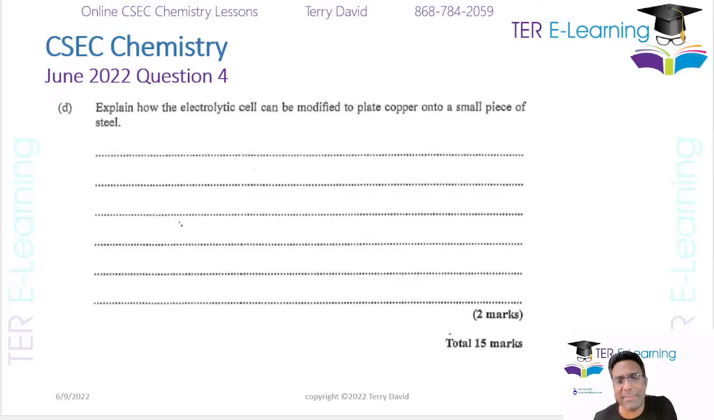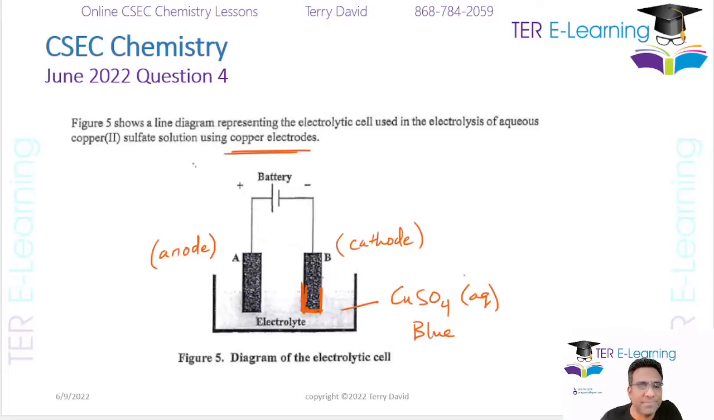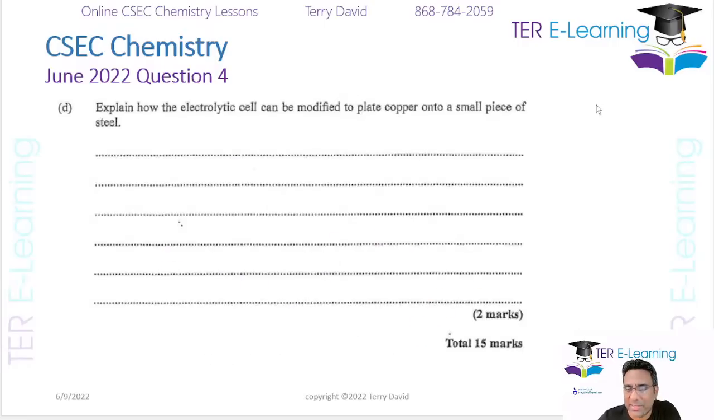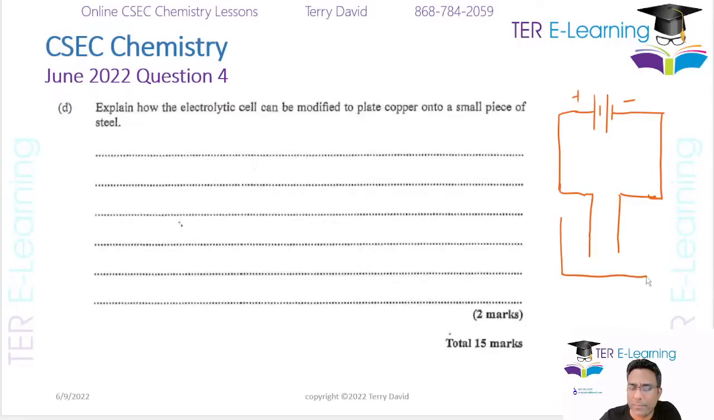Explain how the electrolytic cell can be modified to plate copper on a small piece of steel. Right? So they've asked this question several times, right? So the only change you guys need to make to the diagram, so I go back to the diagram here. Right, so we have the anode on the left side. So this is electrolysis they're asking us about here, right? Sorry, electroplating, right? So you have your anode here, your positive electrode, negative electrode. And if you want to plate something, what you would do, right? So this here is your cathode.